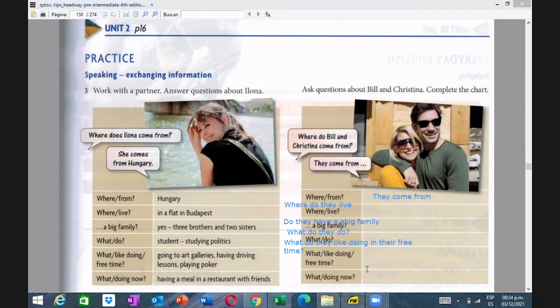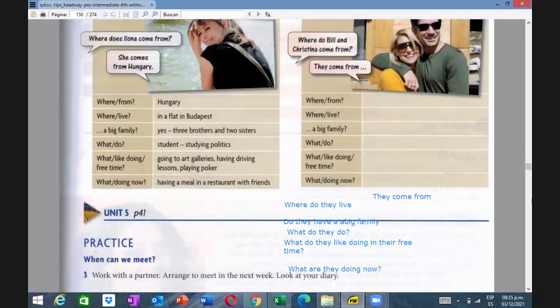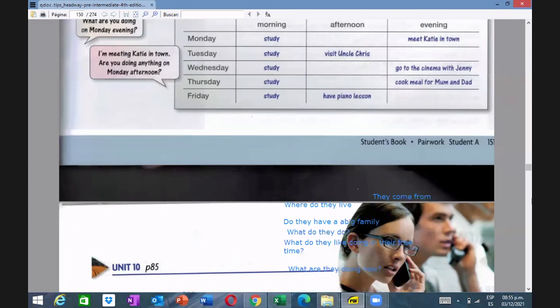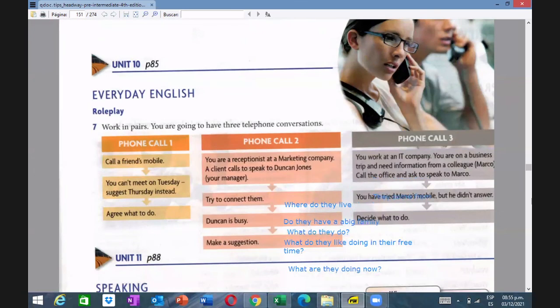Final question, please, students. Group A. What are they doing now? Very good. What are they doing now? They're shopping in a supermarket. Okay, that's correct. Thank you. Thank you, students. Please, you have to write the answer, everybody. Okay, here we have done, right? We have completed everything about these people. Ilona, Bill, and Christina. Okay.